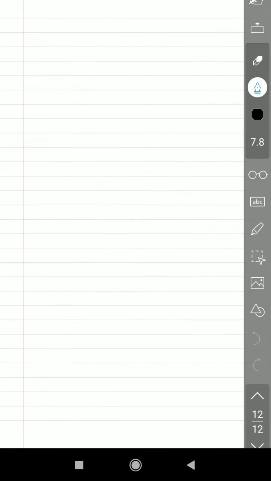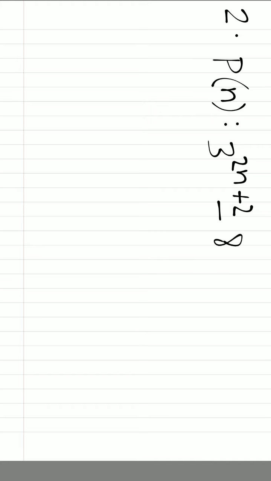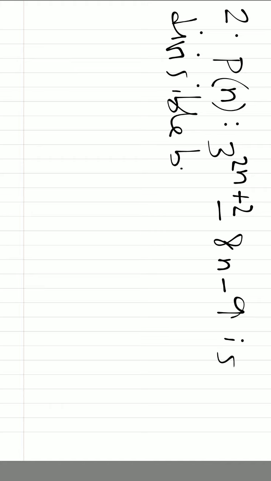So let us see another example. Say we are taking the statement Pn to be this one: 3 to the power 2n plus 2 minus 8n minus 9 is divisible by 64.